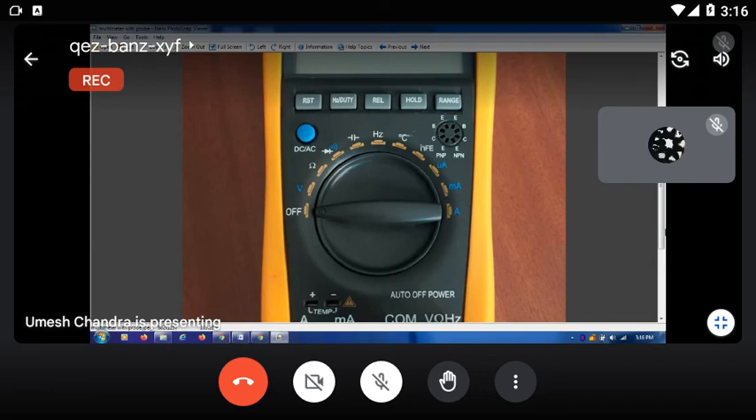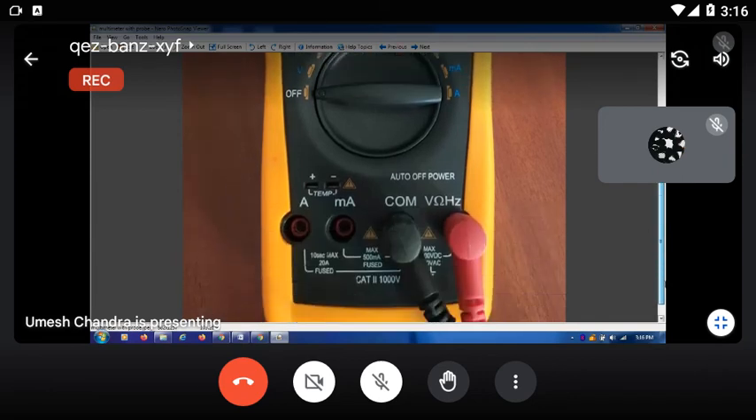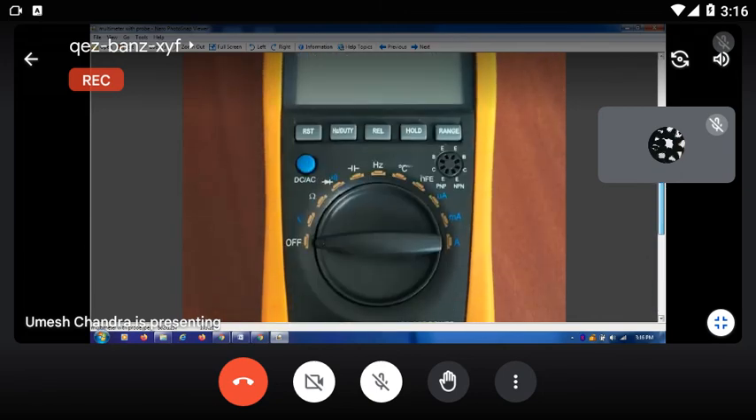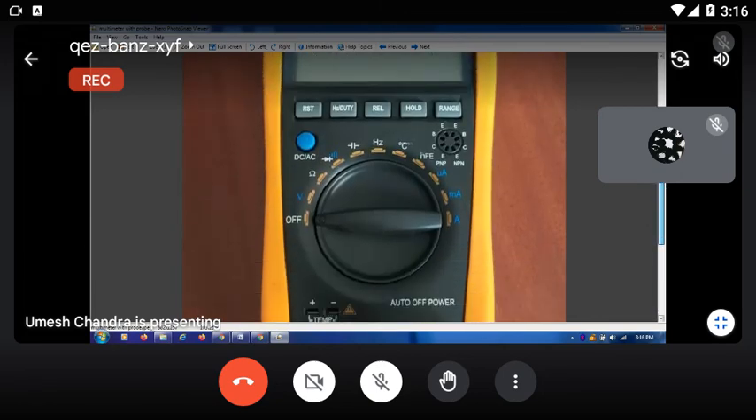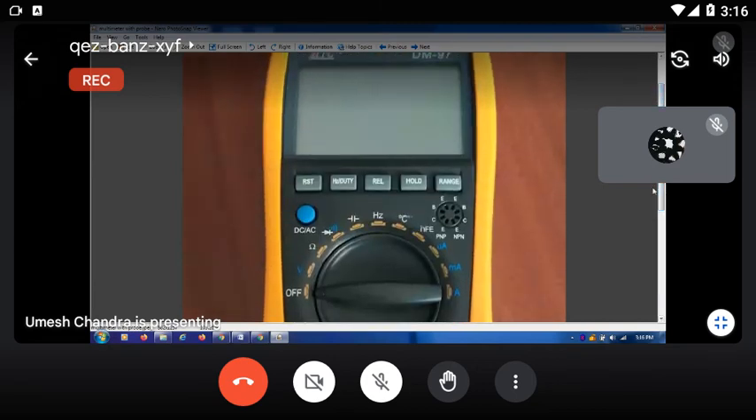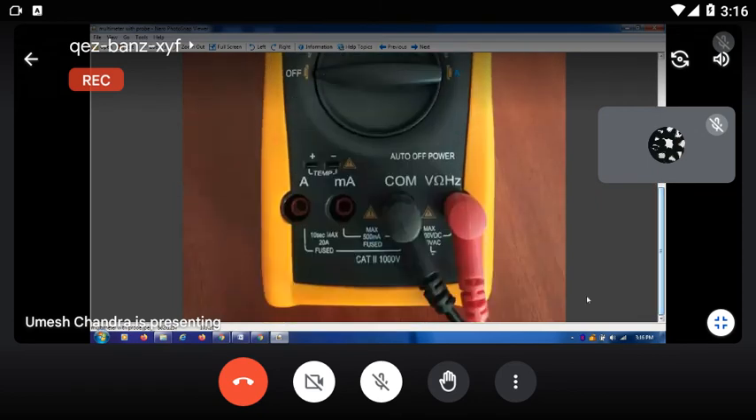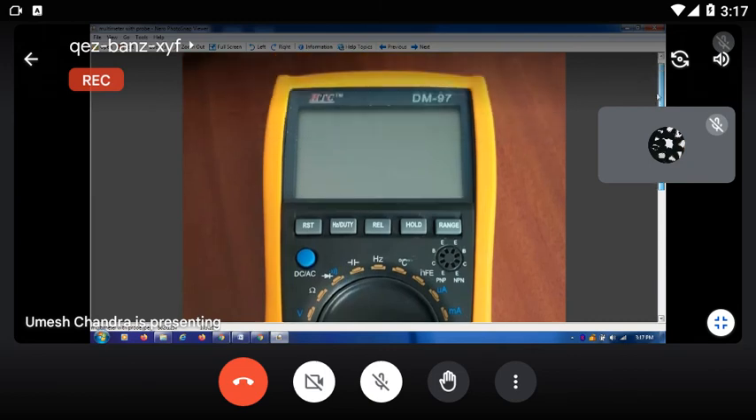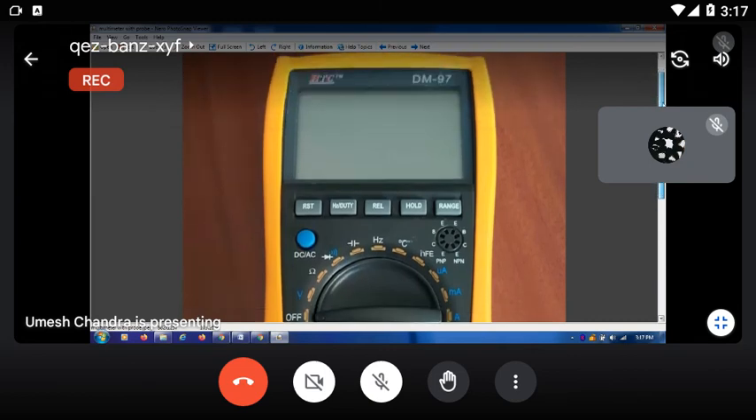Okay. Then you short the two leads or two probes of the multimeter. Then a sound comes. If the sound is coming, that means your two leads are working properly. If the sound is not coming, maybe your leads are not working. If the sound is coming, that is perfect, correct. If the sound is not coming, that is not correct.